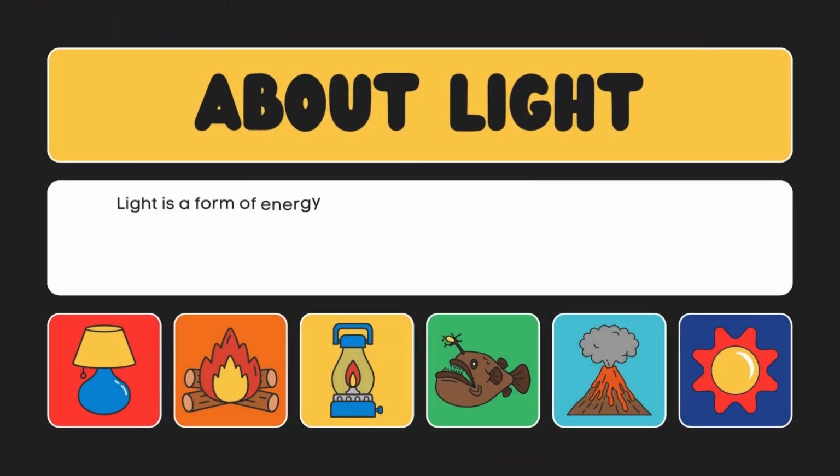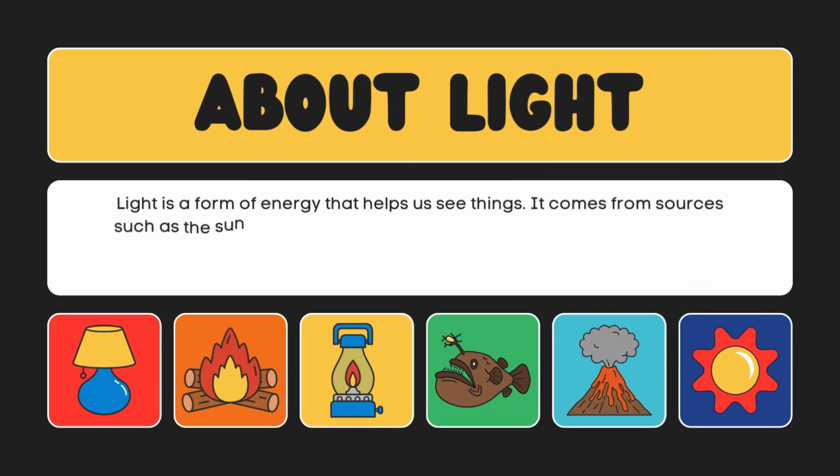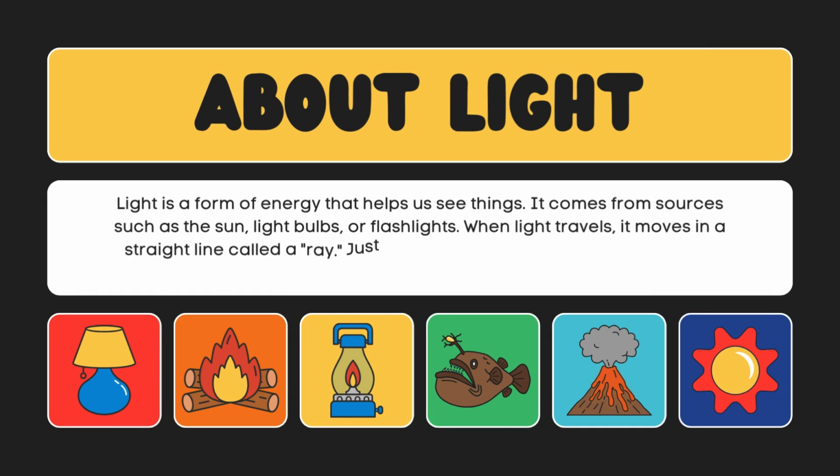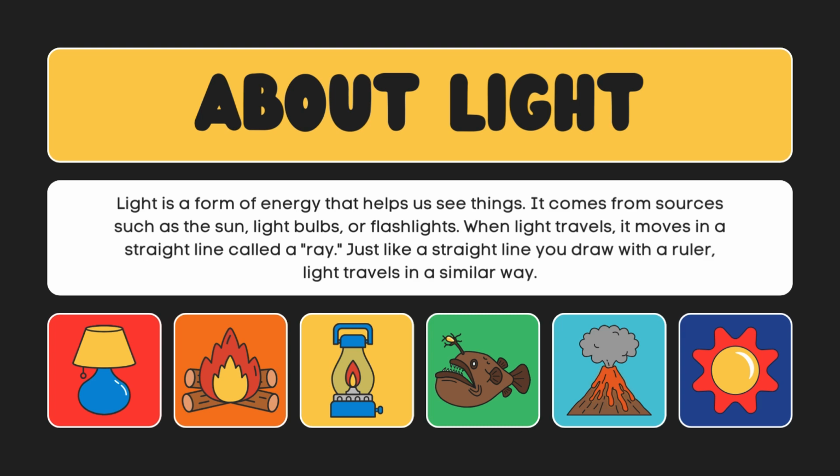About light. Light is a form of energy that helps us see things. It comes from sources such as the sun, light bulbs, or flashlights. When light travels, it moves in a straight line called a ray. Just like a straight line you draw with a ruler, light travels in a similar way.